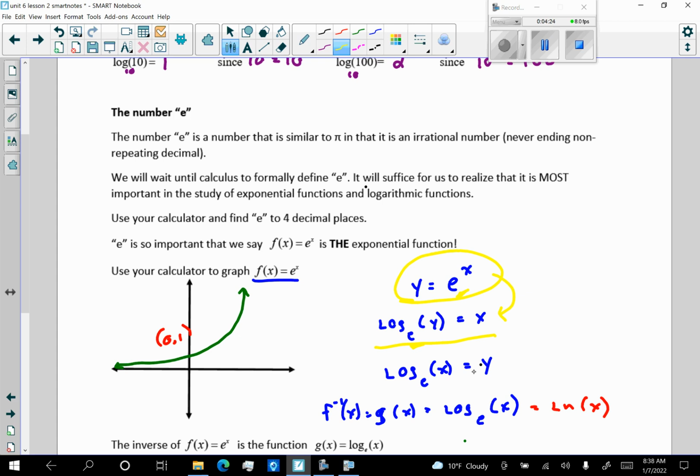Now I'm going to swap the x and y. Log base e of x is equal to y. And that is indeed the inverse of the exponential function e to the x, is this log base e of x. This is so important.